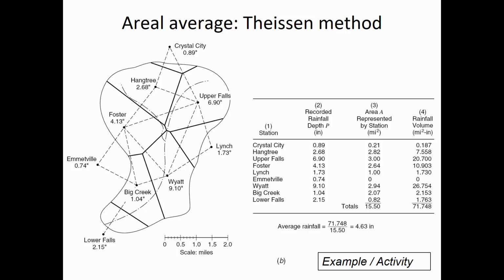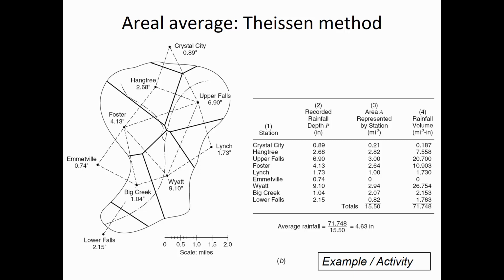And so what you would do is you would connect the dots between two different locations. And so let's say Foster and Hangtree. That's a pretty good illustration. This dashed line between Foster and Hangtree, and then you draw another boundary that's perpendicular to that line halfway between them. So what we've done is we've created a boundary, and we're saying on the lower left-hand side, all of that area is going to receive the rainfall depth associated with that rain gauge Foster. And then on the other side of the line, it's going to get the depth associated with Hangtree.